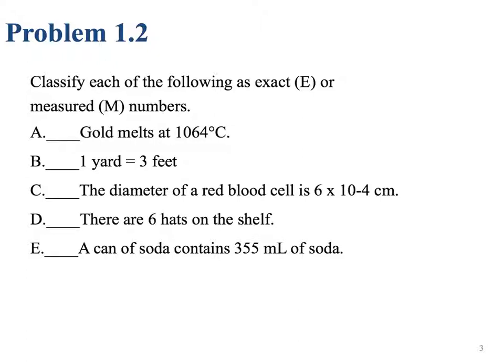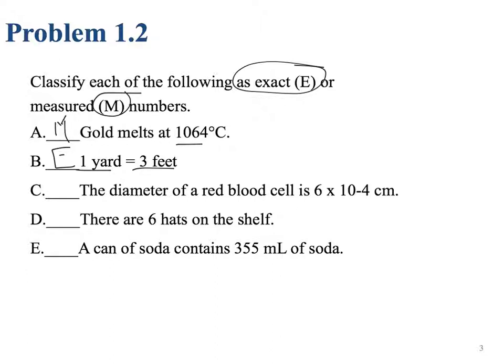So let's do this problem together. We're going to write E for an exact number and M for a measurement. Gold melts at 1064 Celsius. How do we obtain this? By using a thermometer. Therefore, this is going to be a measurement. 1 yard equals 3 feet. That is considered an exact number.